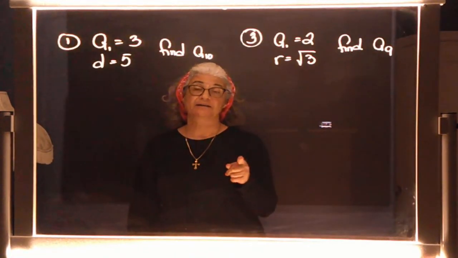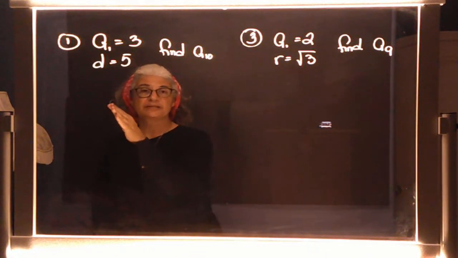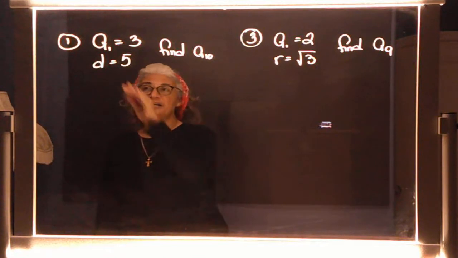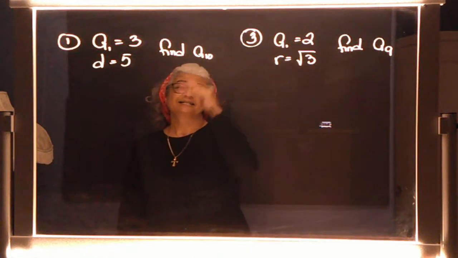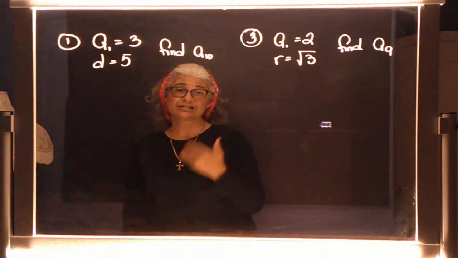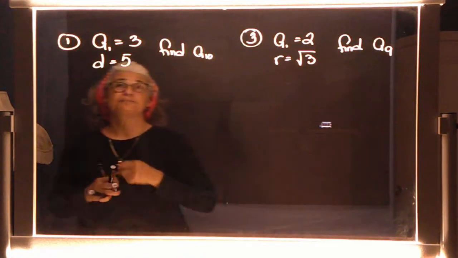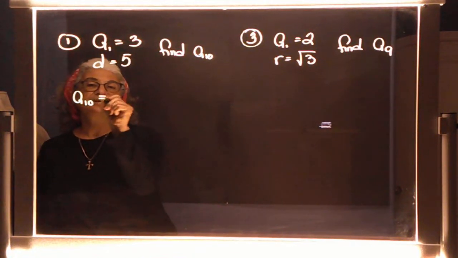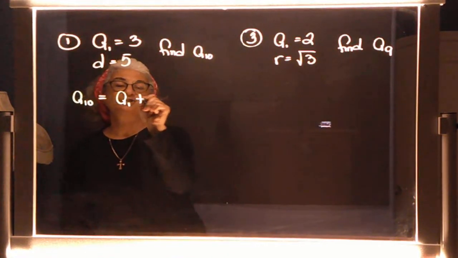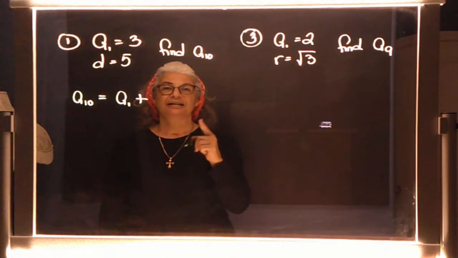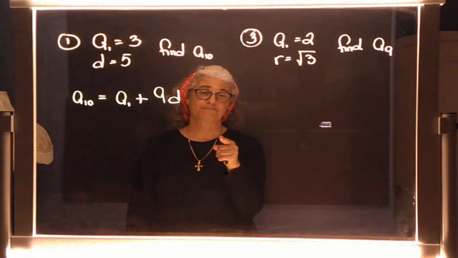Okay, so let's go back to problem number 1 and problem number 3. In problem number 1, we determined it was an arithmetic sequence with the first term being 3 and the common difference being 5. And now they're asking us, find a sub 10. They now want us to find the 10th term of this arithmetic sequence given this information. So, check it out. In an arithmetic sequence, how do you find the 10th term generically? Good, you take the first term and you add, because it's arithmetic, 9 times d, because the d's are one behind, right?